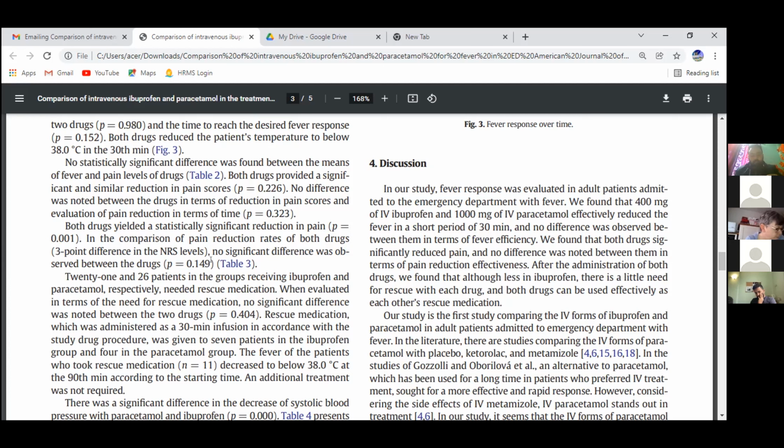And finally, the final question is, will the results help me in caring for my patient? Definitely it will, because these two drugs are among the most commonly used drugs for reduction of pain and fever in the emergency department, all around the world. And knowing that both drugs usually have an equal effect on reducing the fever.